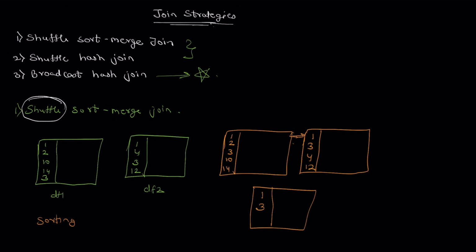So the time complexity for sorting is O of n log n, and this takes place in CPU. So the sorting takes place in CPU in shuffle sort merge join. So this is what shuffle sort merge join is.